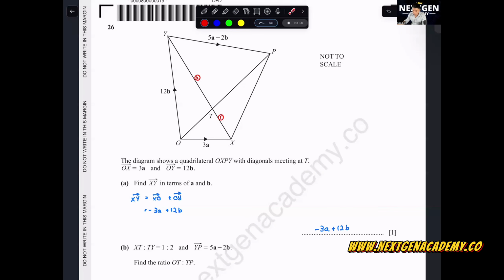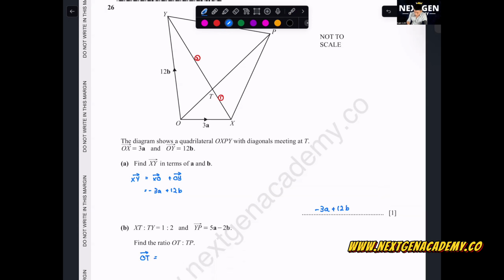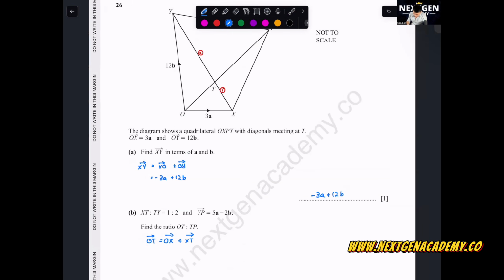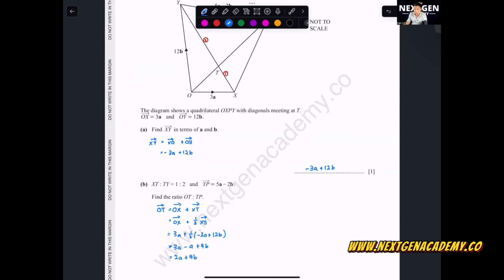Okay, what is OT? Where can we find OT first? OT, can I say, according to this diagram, can we go OX plus XT? Okay, you look at the diagram. OT is OX plus XT. Okay, OX, what's XT? XT is 1 over 3 of XY. You have to look at the diagram. 1, 2, right? So 1 over 3 of here. Now you sum in the values. 3a plus 1 over 3, negative 3a plus 12b. This is what we calculated from the previous question. So 3a minus a plus 4b. We should get 2a plus 4b.